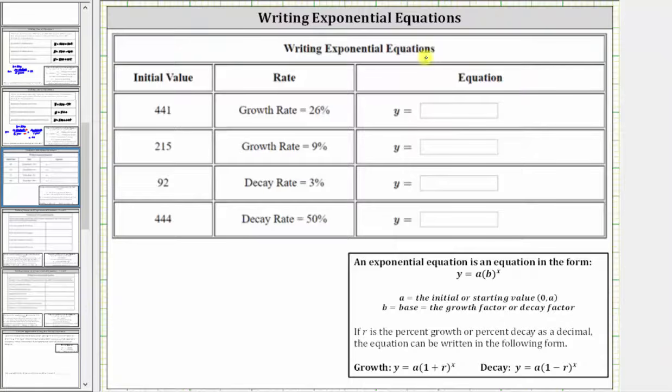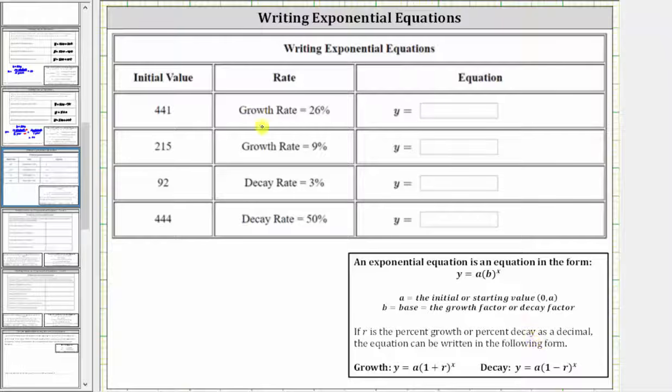We're asked to write the exponential equation based upon the given information. Remember, an exponential equation is in the form of y equals a times b raised to the power of x, where if we have exponential growth, the base b is equal to 1 plus r. If we have exponential decay, the base b is equal to 1 minus r, where r is the percent growth or percent decay as a decimal.